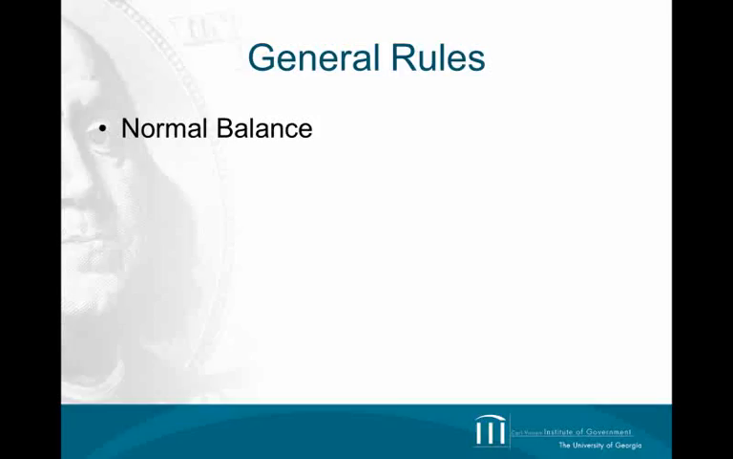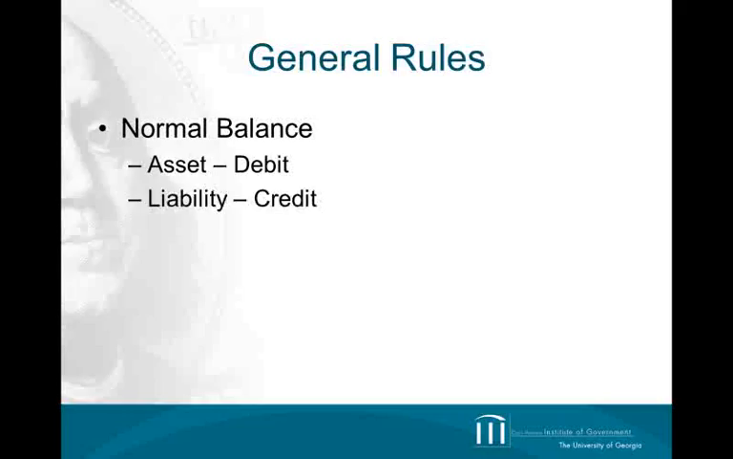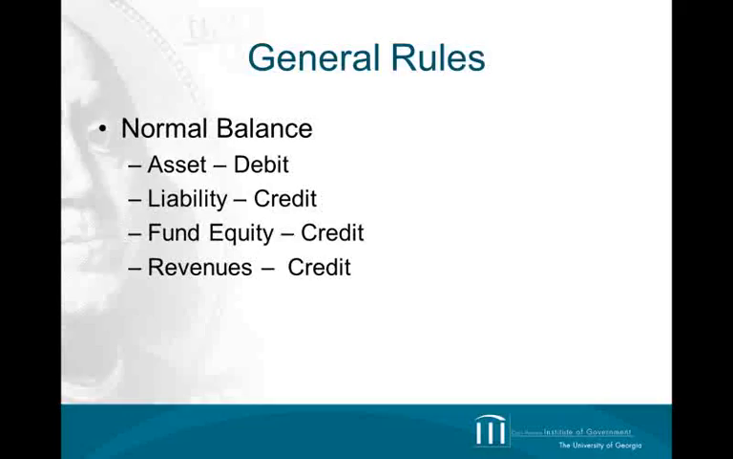The rules for the normal balances for each of the 5 accounts are as follows. An asset has a normal debit balance, a liability has a normal credit balance, fund equity has a normal credit balance, revenues have a normal credit balance, and expenditures have a normal debit balance.